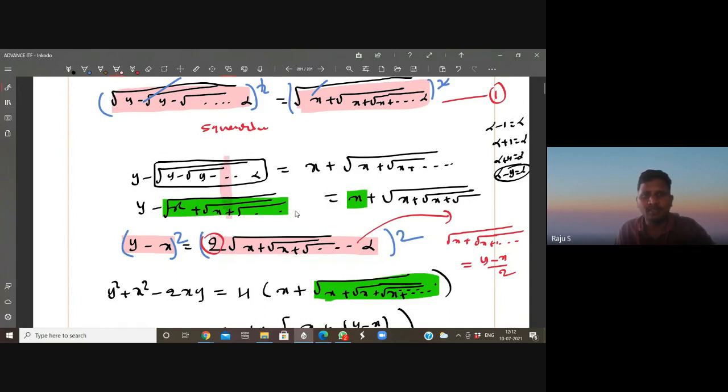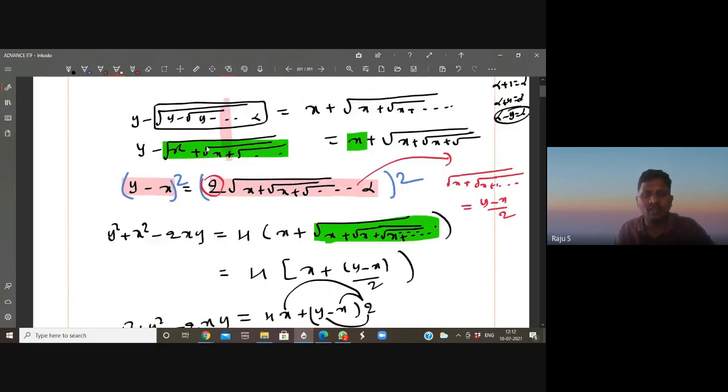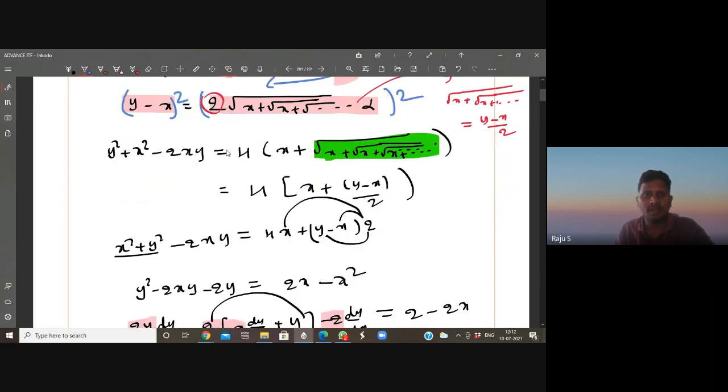I replaced here. After replacing, I'm taking just the square root of x plus square root of x plus at one side, the remaining values like this x I'm taking to the left side. So y minus x is equal to 2 times of this root over x plus root over x plus, like that we are getting. Now I square on both sides again. When I square on both sides, we are getting 4 into x plus again this value. Square root gets cancelled. x plus this value again.